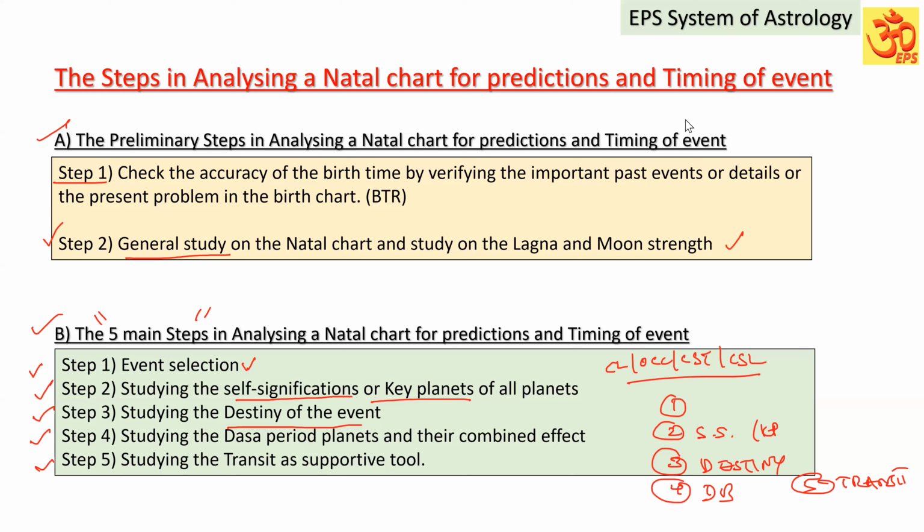I hope you understood, and you have to keep in mind that we have to follow these steps without missing any step. Then only we can easily identify a planet's strength, favorable or unfavorable, not only for the timing of event, but also in giving the Dasa, Bhukti, Antara predictions. I hope you have understood.